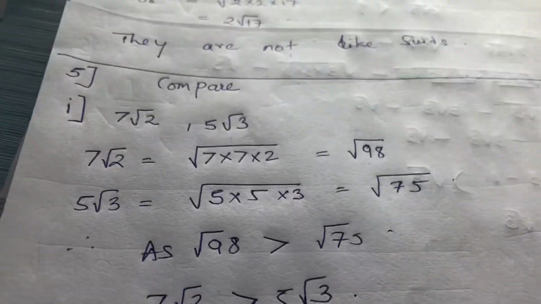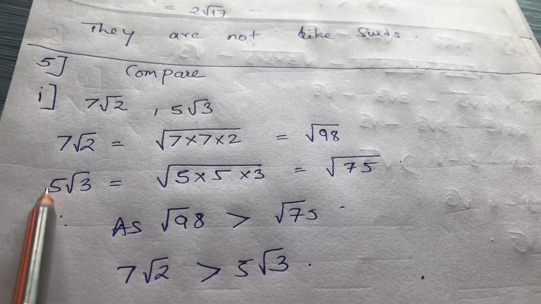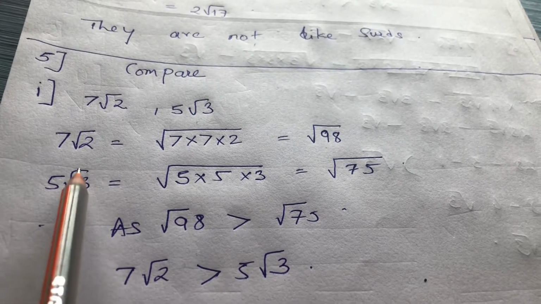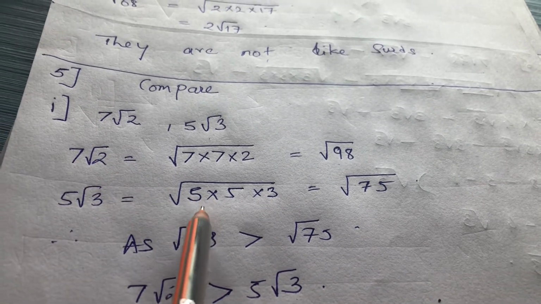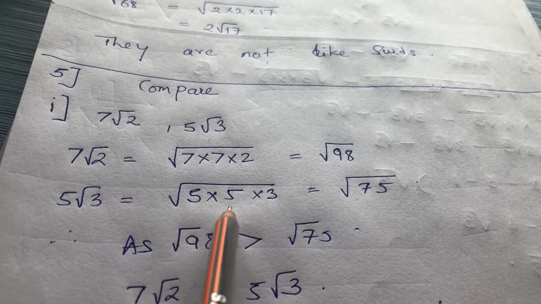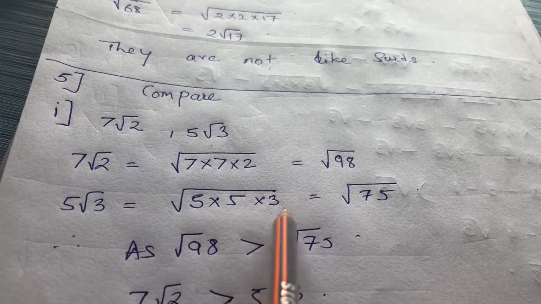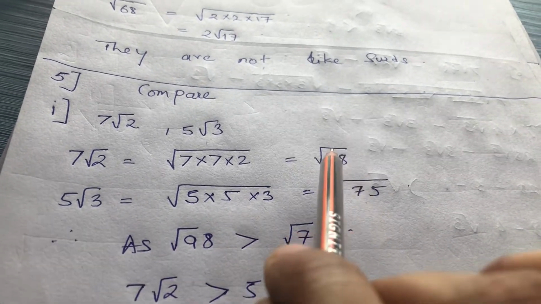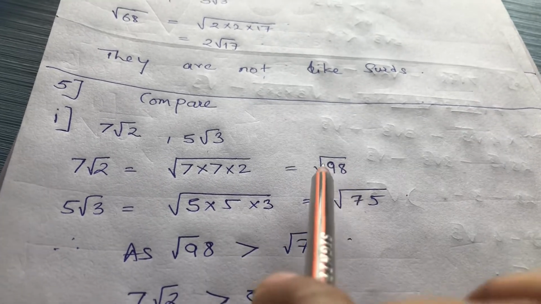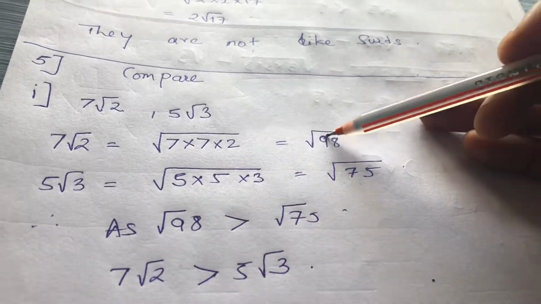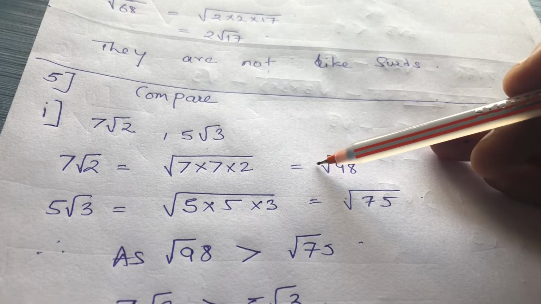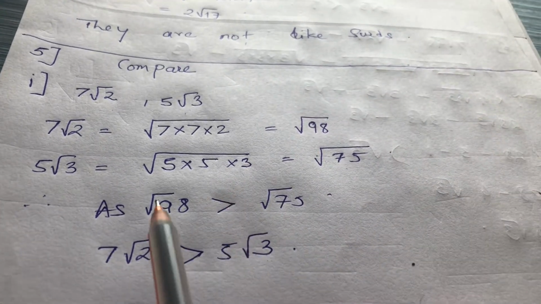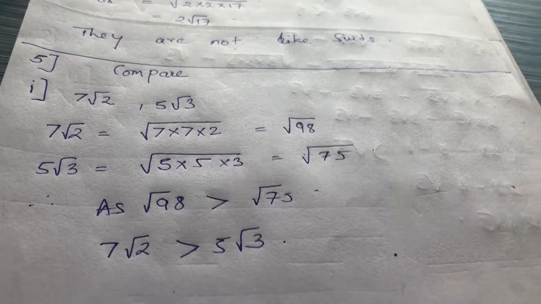Next, 5 root 3. So how does this 5 come out? When there were 2 5s inside the radical sign, the 5 had come out. So again if the 5 goes inside, what will happen? 2 5s. So it will become 5 into 5 into 3, that is 25 into 3, that is 75. Now which one is greater? Obviously root 98 is greater than root 75, because we can compare the surds when their orders are same. Now the orders are same and there is no other number outside. They are pure surds, so we can compare them. So as this is greater than this, 7 root 2 is greater than 5 root 3. Clear? Let's move to the next one.